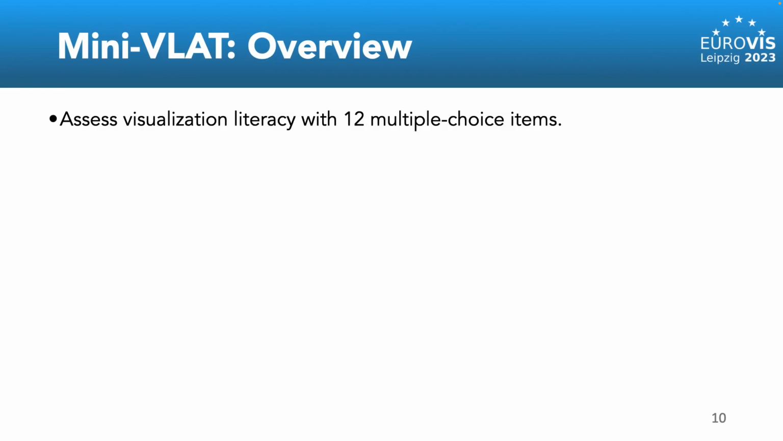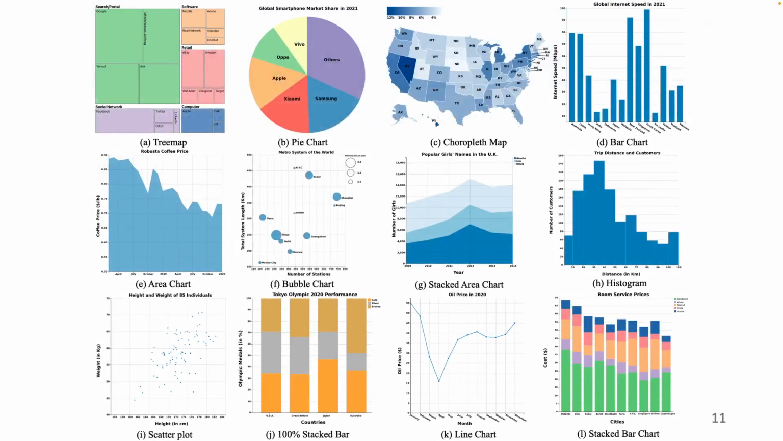The Mini-VLAT consists of 12 multiple choice questions across 12 common data visualization types. So now let's take a look at the 12 common data visualization types we have in the Mini-VLAT. These are the 12 common data visualizations in the Mini-VLAT, and these are similar to that of VLAT. Just like VLAT, we selected a unique dataset for each visualization. For example, global smartphone market share for pie chart, internet speed for bar chart, or Tokyo Olympic 2020 dataset for the visualization type called 100% stacked bar.